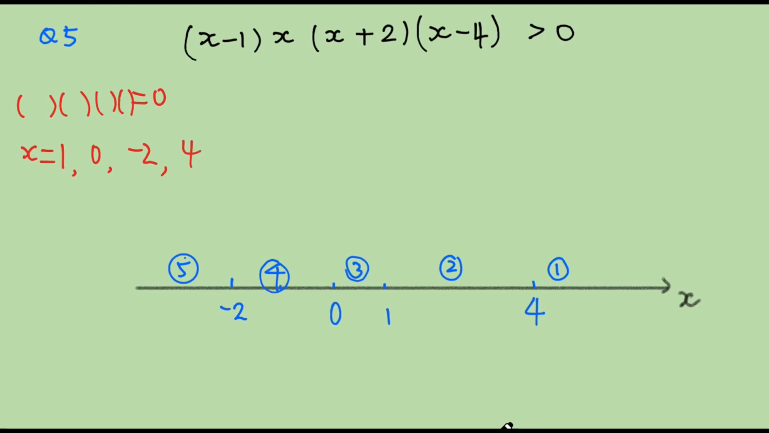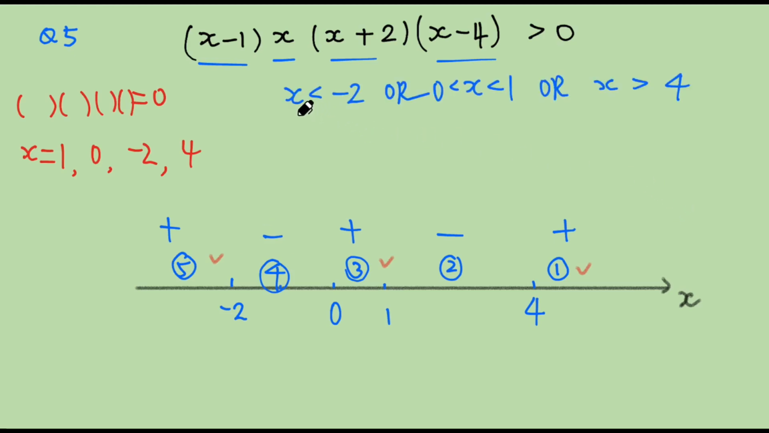These 4 values divide the number line into 5 sections. On the right part, we have the values greater than 4. Then it means each factor will be positive, and the product will be positive. The first section is positive, then negative, positive, negative, positive. We would like to get the result of the product to be positive, then we will need sections 1, 3, and 5. Then we will have the solution x less than -2, or x between 0 and 1, or x greater than 4.